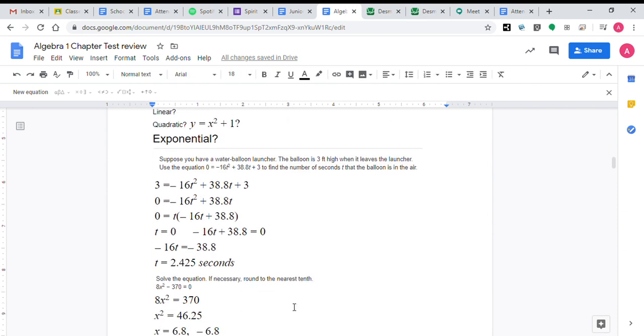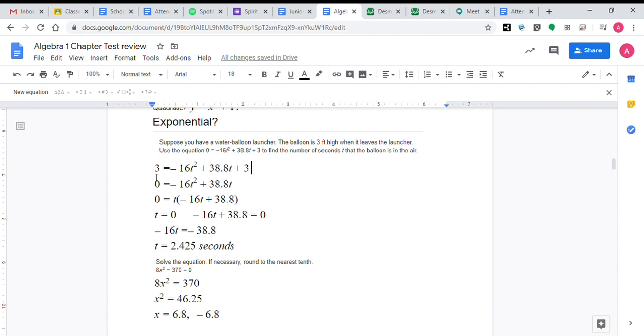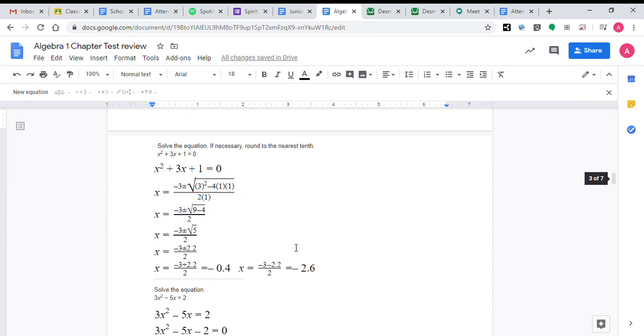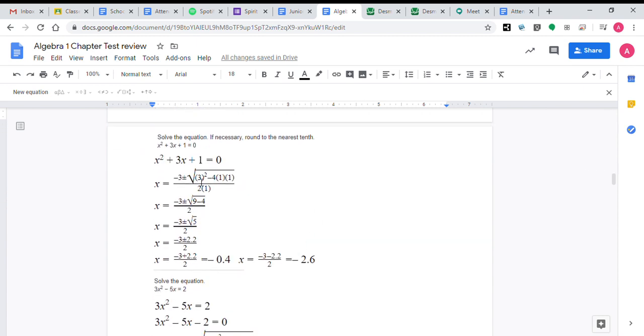Moving on, I solved the next one here. You guys can look through there. All I did was I plugged 3 in for 0 right here and solved it out to get a little over 2 seconds. After that, the next one here, I solved just like I would regular. I added the 370 over, divided by 8, and then square rooted both sides. On this one, I used the quadratic formula. Hopefully all of you remember that or have it written down somewhere close. And I solved it out on here with that.